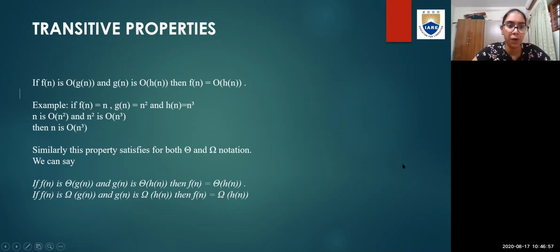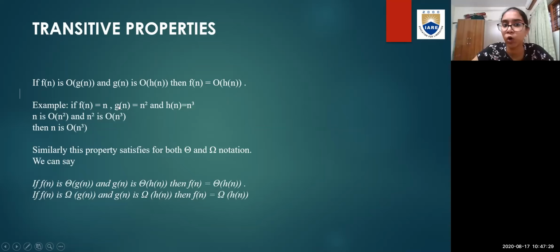Now transitive property. If f of n is big O of g of n, and g of n is big O of h of n, then f of n is big O of h of n. Like your f of n is big O of g of n. Now your g of n is some big O notation of another function h of n. Then indirectly your f of n is big O notation of your h of n. That is transitive property. You'll understand when I tell you the example.